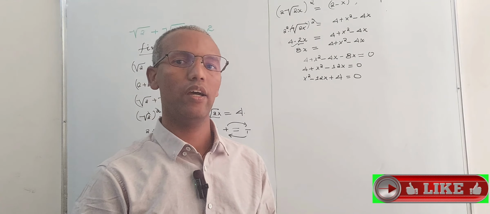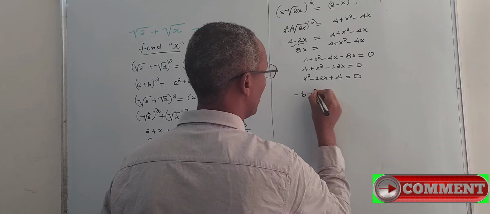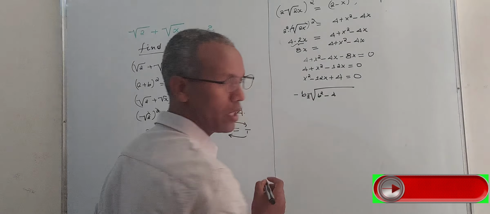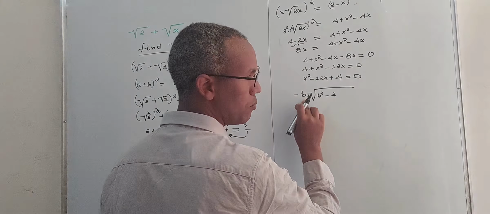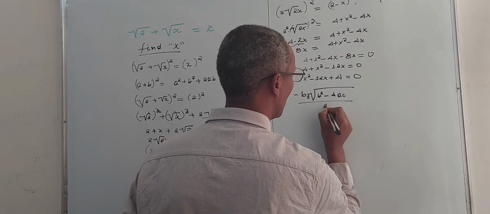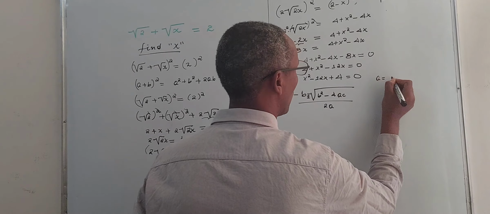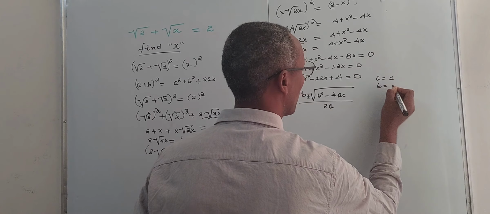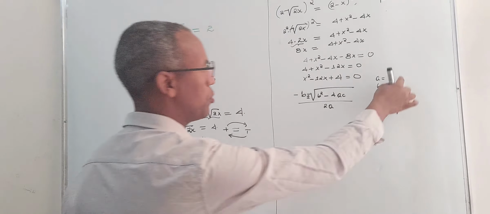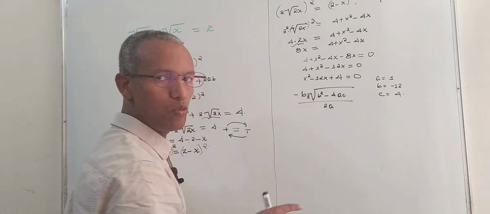Now, as you can see, this is a quadratic equation, so to find the value of x, we can use the quadratic formula, which is minus b plus or minus square root of b square minus 4ac, over 2a, right? From this equation, we have a is equal to 1, b is equal to minus 12, and c is equal to 4, okay? Now you can use these values of a, b, and c.